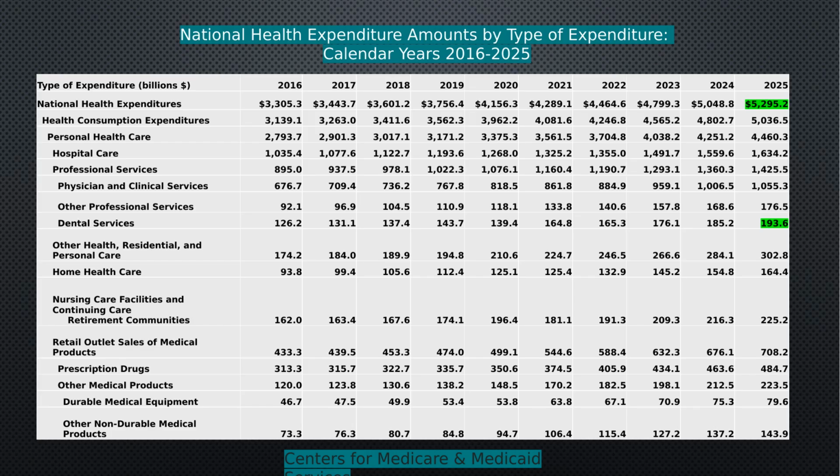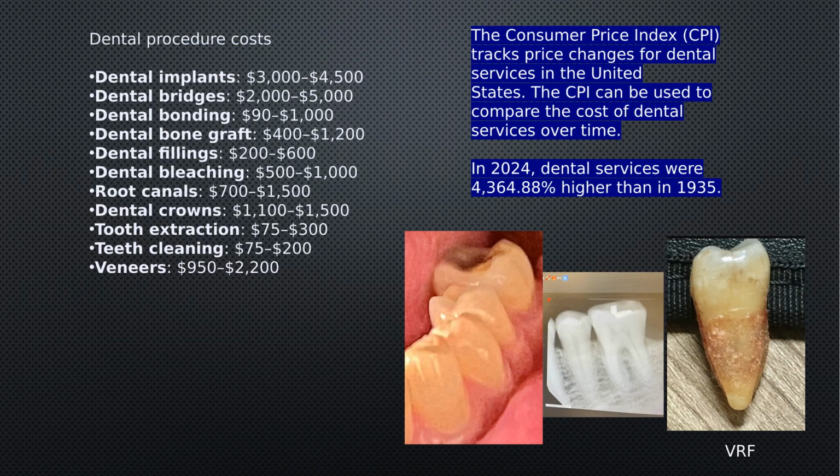Dental services cost $194 billion in 2025, an increase from $126 billion in 2016. Routine dental care varies widely. Cleanings and simple extractions often cost under $100. Fillings and root canals range from a few hundred to about $1,000, while veneers, crowns, bridges, and implants can cost $1,000 to $5,000. The Consumer Price Index tracks these price changes over time. In 2024, dental services were about 4,365% higher than in 1935, showing long-term inflation.